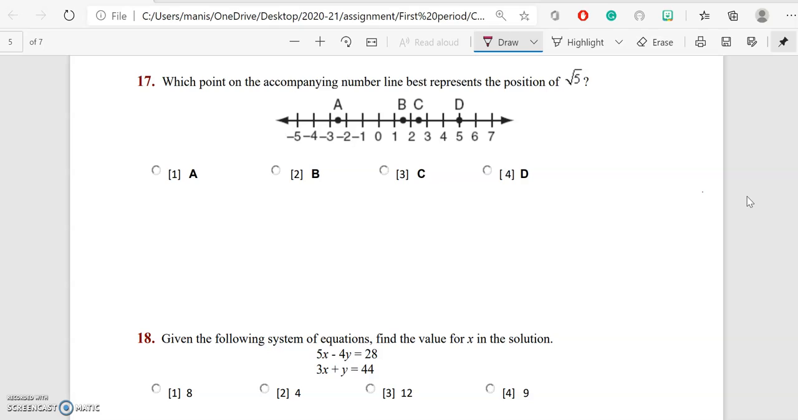Which point on the accompanying number line best represents the position of square root of 5? Square root of 5 comes between square root of 4 and square root of 9. What is square root of 4? Just 2. Square root of 9 is 3. So this value should be between 2 and 3. I came over here and saw this is my 2, that's my 3. So this is the point which should be square root of 5. So option choice C is the correct answer for this question.